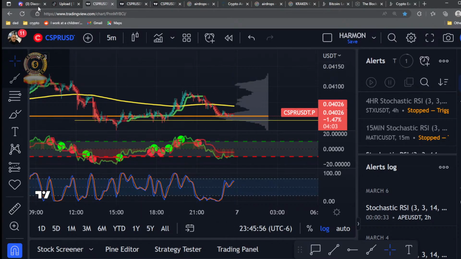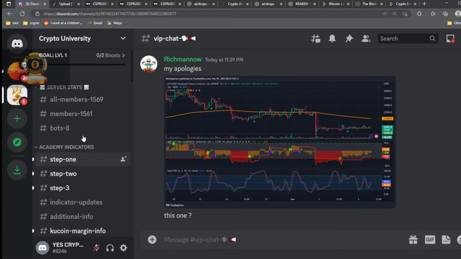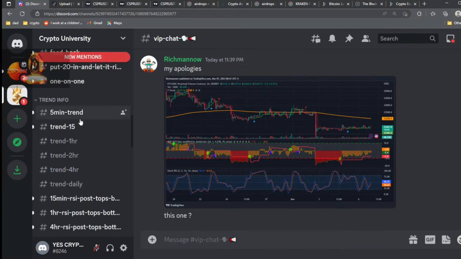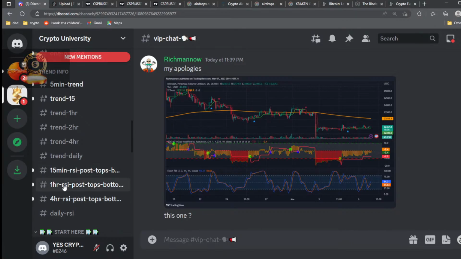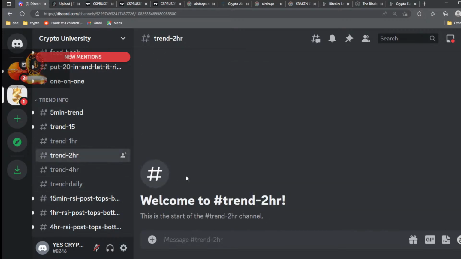If you go into the Discord, you see a little area that I put here called trend info, right? We have RSIs down here, 15, 1 hour, 4 hour, etc. But the trends are the most powerful things, right? So we're going to focus on the 2 hour trend, and this is where we're going to dig in.